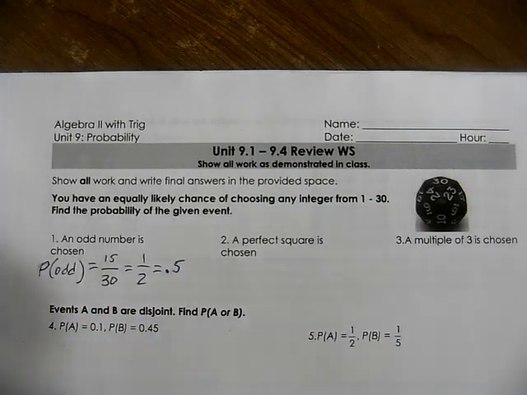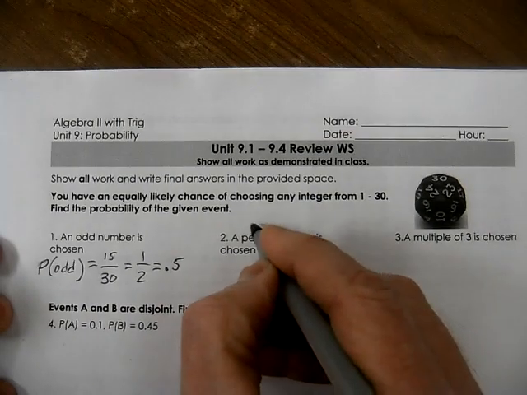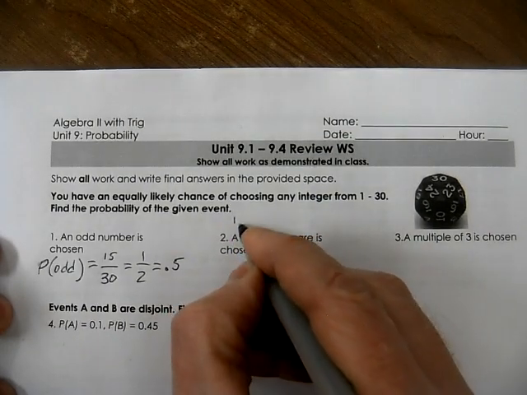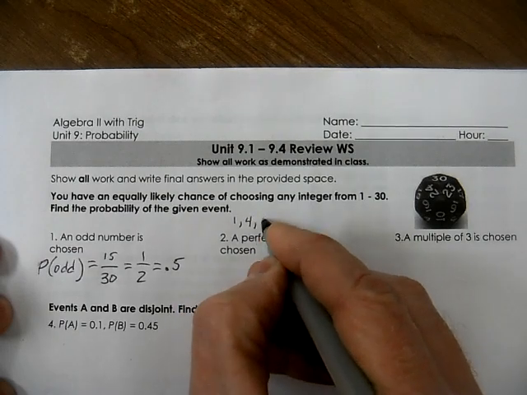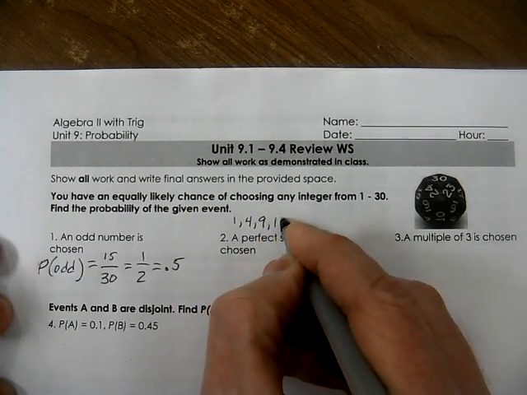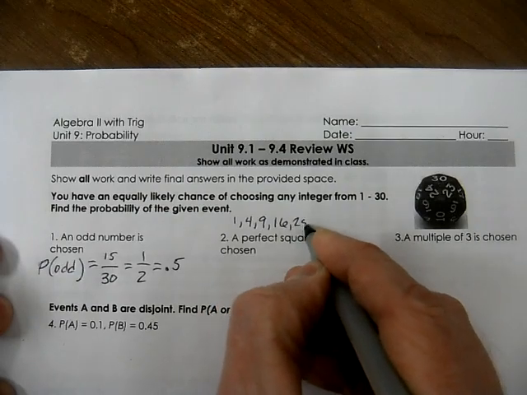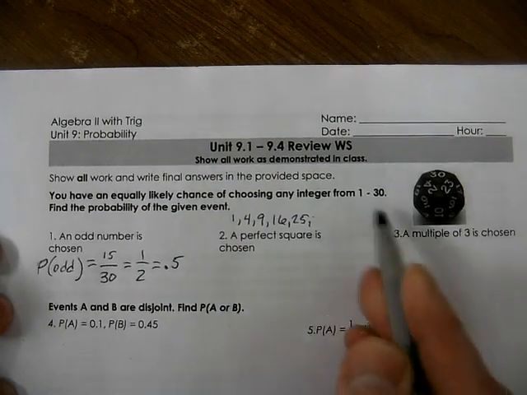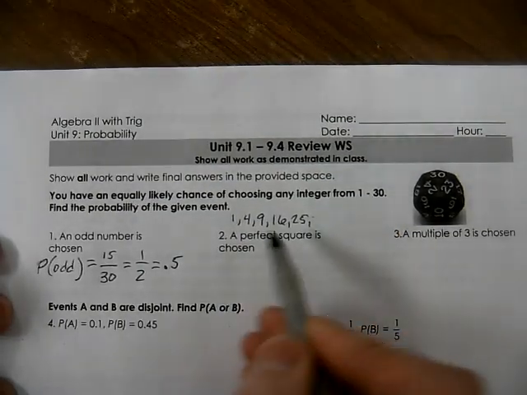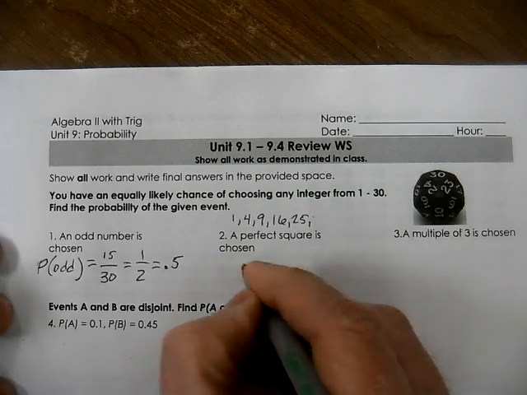A perfect square is chosen. Well, the perfect squares: 1 would be considered a perfect square. 2 times 2 is 4. 9, 16, 25. 36 is over 30, so we only go to 30. So 1, 2, 3, 4, 5.